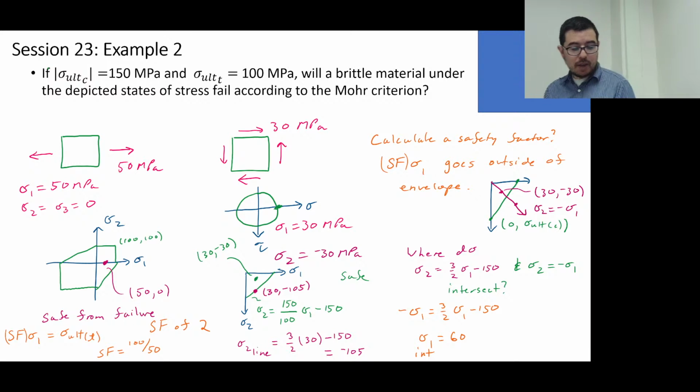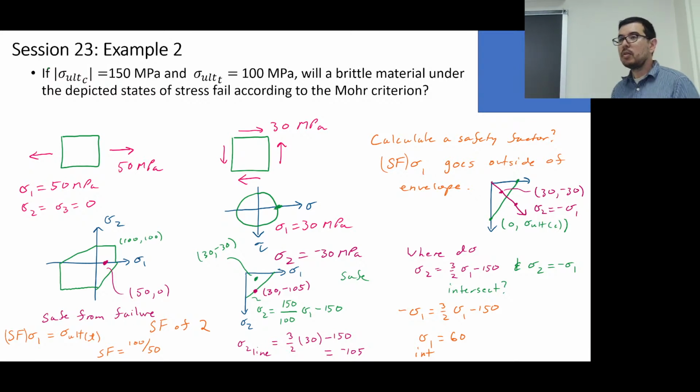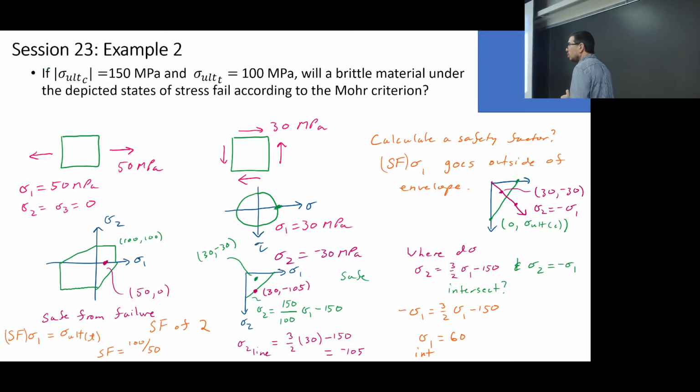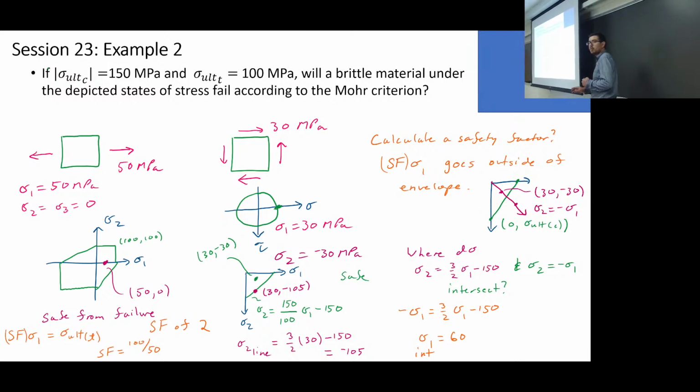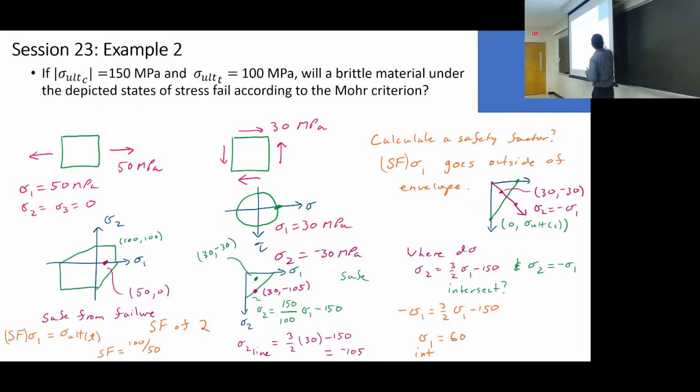So what is my safety factor? What do I have to multiply sigma 1 by to get to the intersection? Yes, it's a safety factor of 2. I have to multiply my current operating stress by 2, move it down to here, that's where it intersects, and it equals 60.